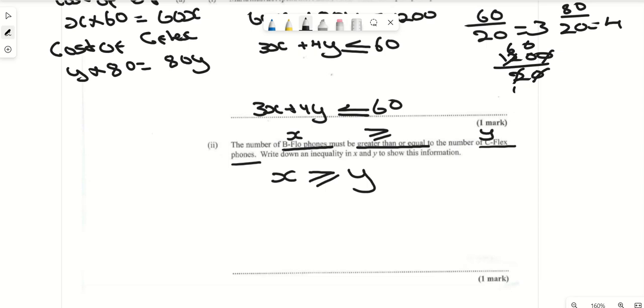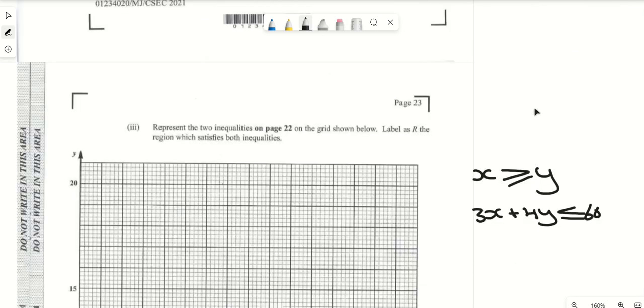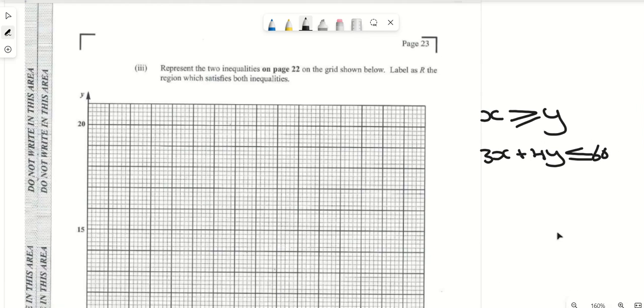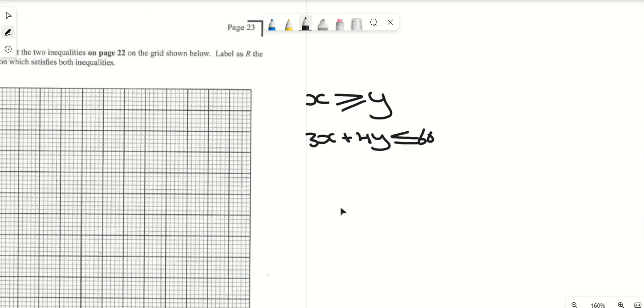Do we understand? Okay, so when we look at this question, they said represent the two inequalities on page 22, which was x is more than or equal to y, and 3x plus 4y is less than or equal to 60, and label as R the region that satisfies both inequalities. So first off, we're going to take out the inequality sign. Let me just write this back. We have 3x plus 4y is less than or equal to 60.